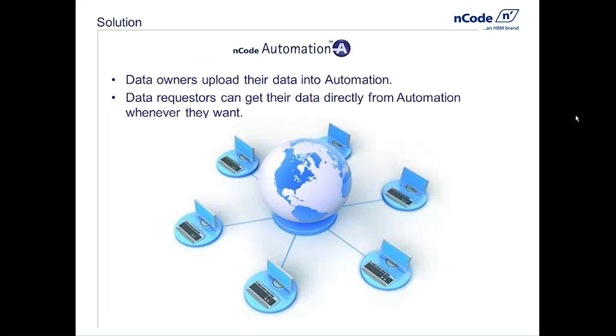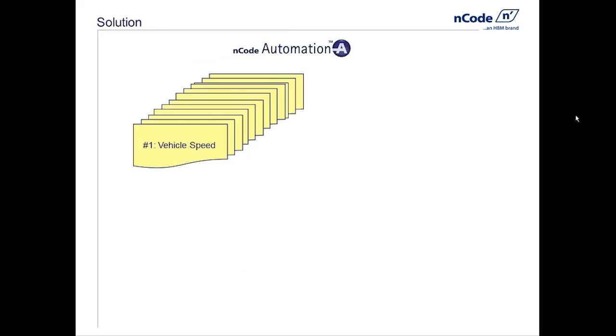The solution we have for that is automation. When data owners or the collectors get their data, they can upload that into automation. Again, because automation is a web-based system, the data requesters, people who want the data, can get their data directly from automation whenever they want and wherever they want. So many of our customers have data that's collected in the United States, and they might need to have somebody in Australia or Europe be able to go ahead and download that data and look at the results. Automation allows that.